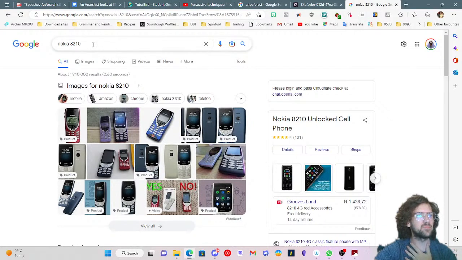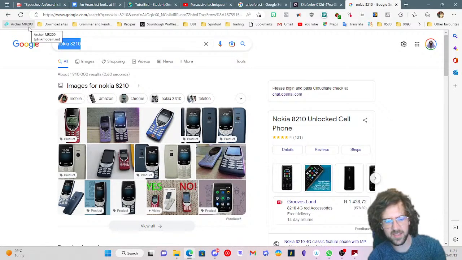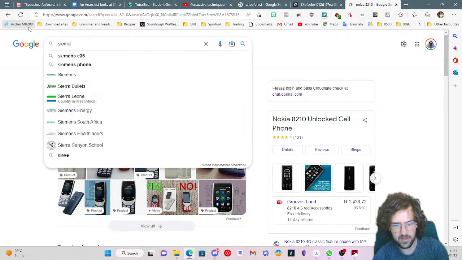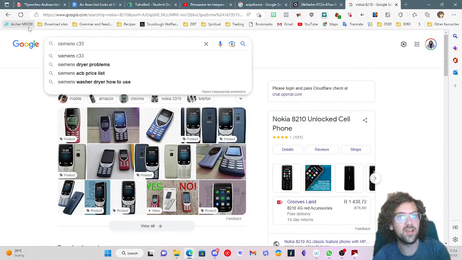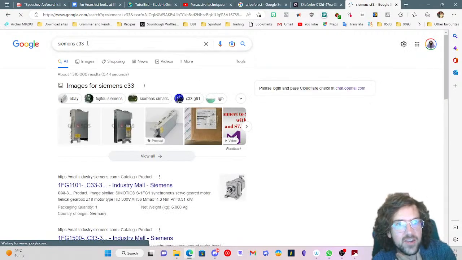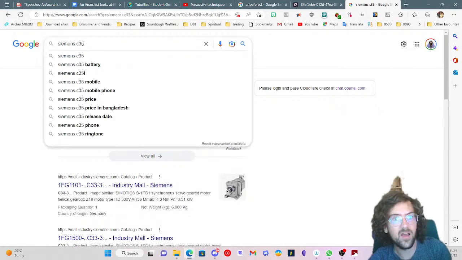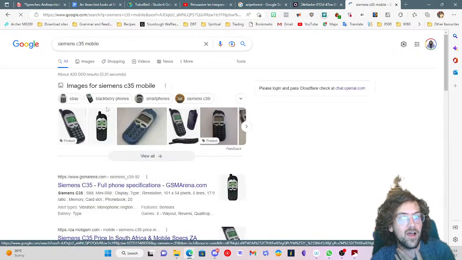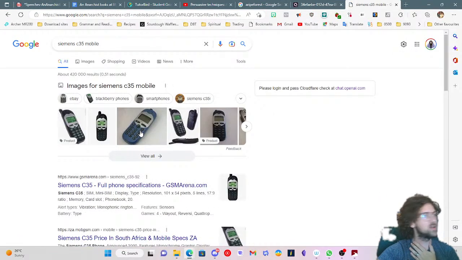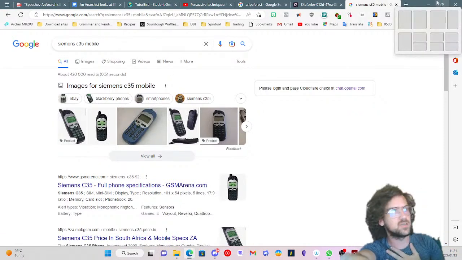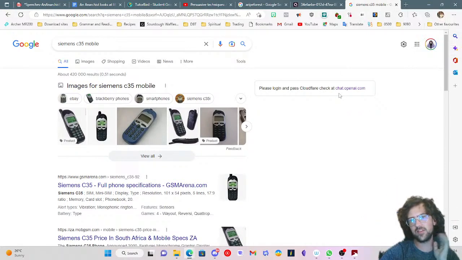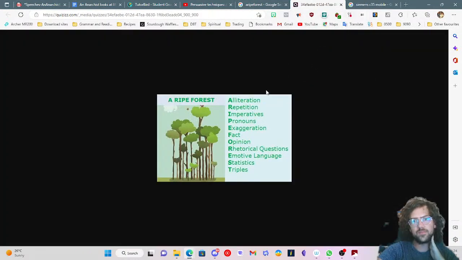A Siemens something. Siemens C33. Oh. Let's see. No. Oh, this was my next cell phone. It wasn't that great though. Over there, it's charging. Thanks so much, love. Okay, so we've got that. It's not charging anymore.